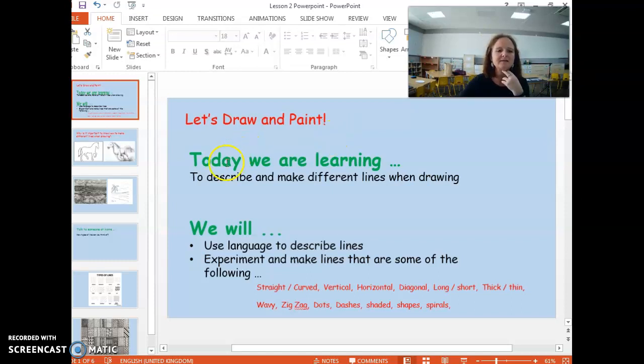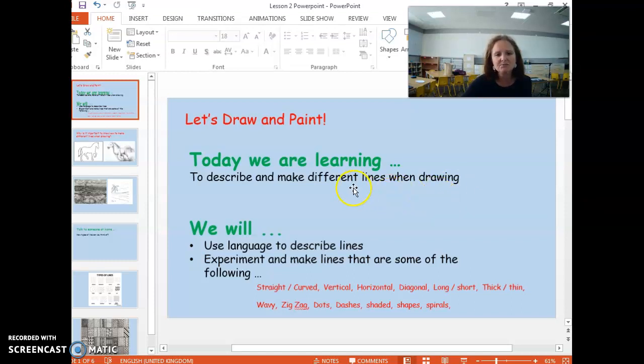Okay, then underneath it says, today we are learning to describe and make different lines when drawing. Now, this is something we spent time doing in year 1. I remember doing it with you at the end of year 1, but it's something we need to practice and go over, because it's very important that we're able to make different types of line. Line helps make our artwork really realistic, so it makes our artwork look real.